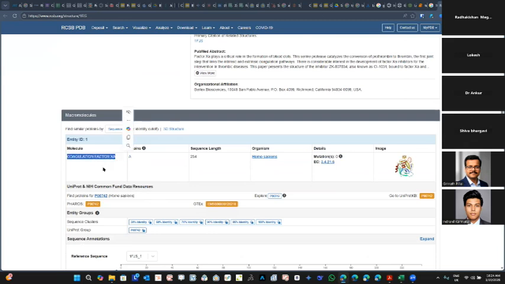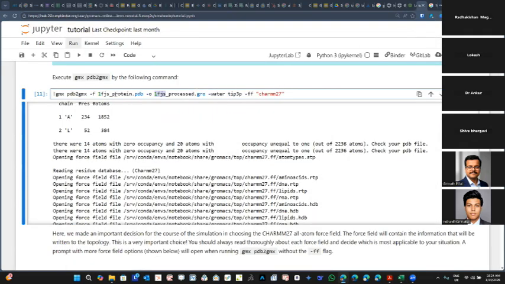Sorry? Which file you used for the protein structure? Yeah, it is this one, 1FJS. Can you see the screen? Sir. Yeah. So here what we have used is the 1FJS protein, and we have used the water model TIP3P. It's there in my slide. And also I've used the force field CHARMM27.